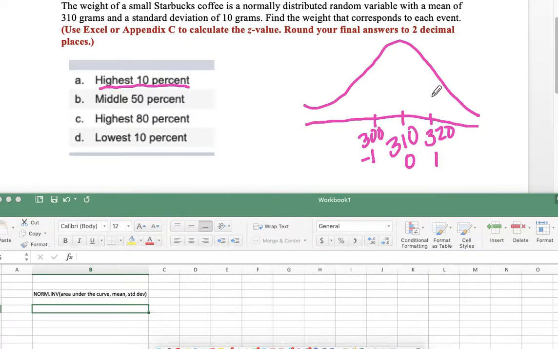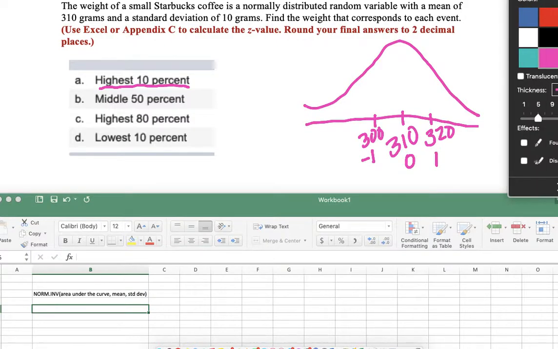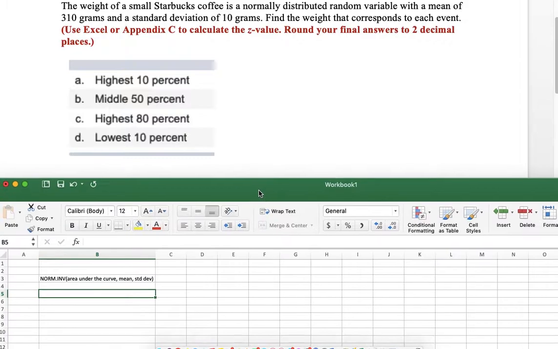Here, we are looking for the highest 10%. We know that underneath this curve is 100% of the data, so 90% would be in the upper right. Let's put a point out here, and this would be 10%, and the rest over here, written as a decimal, 0.10, would be 0.90. We're looking for the weight here, and we're going to calculate that in Excel.